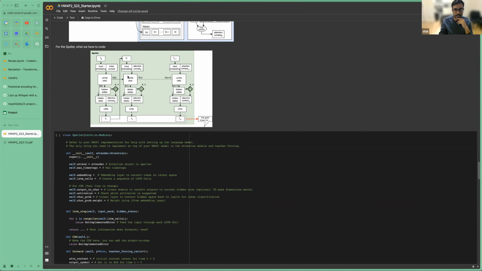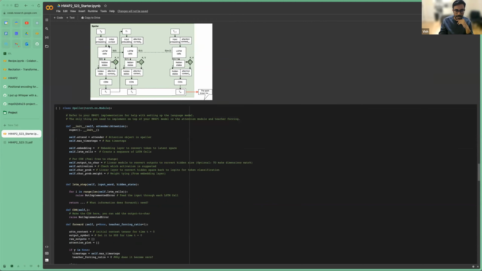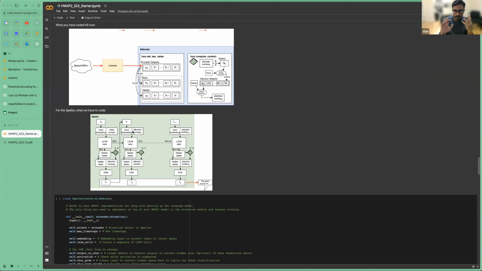It's not just something that's straightforward, or just use the input embedding and pass it to your LSTM. You're going to have to concatenate your embedding and the context. And you might ask, what is the initial context? You have a few ways of implementing it. We've outlined it in the write-up.